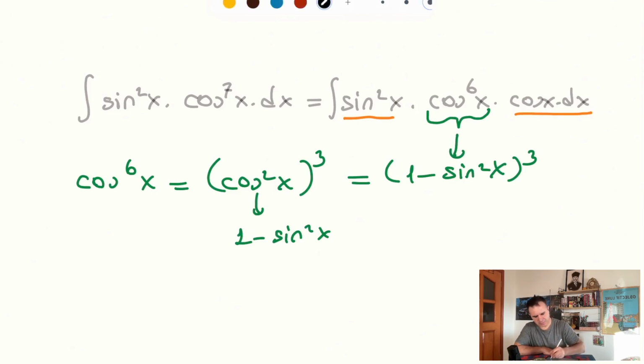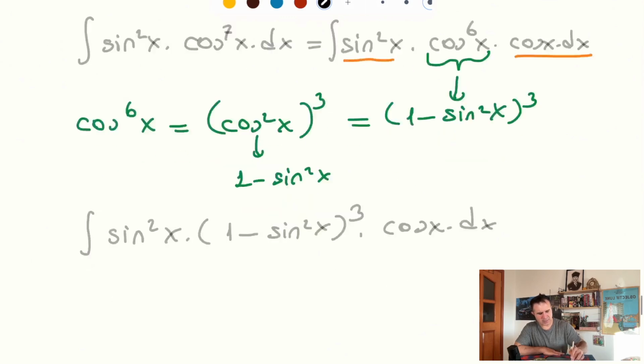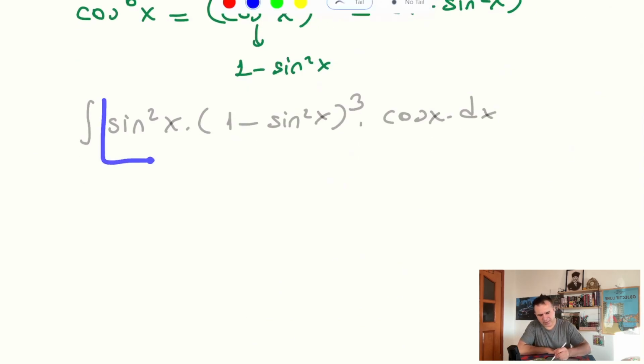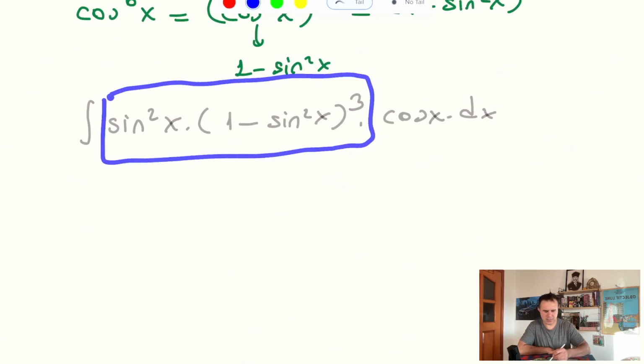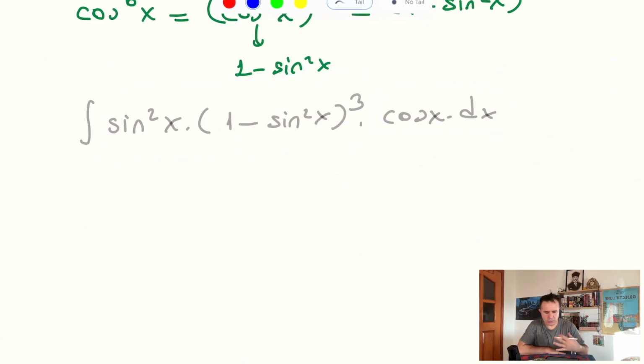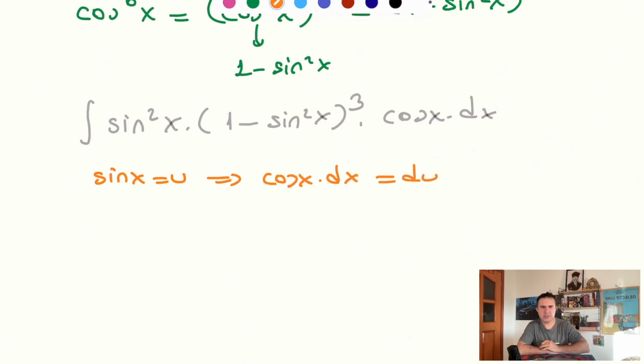Okay, let's write it. The integral is sin² x multiplied by (1 minus sin² x) cubed times cosine x dx. And now, since we have a function of sin x here, and the derivative of sin x is cosine x multiplied by dx, I can now use the substitution method to solve the problem. Let me take sin x equal to u, then cosine x dx is equal to du.